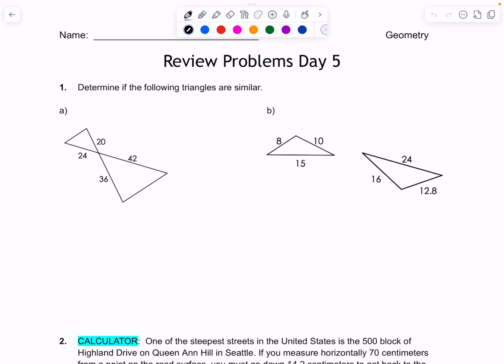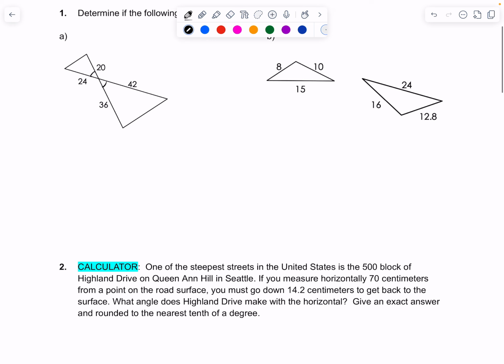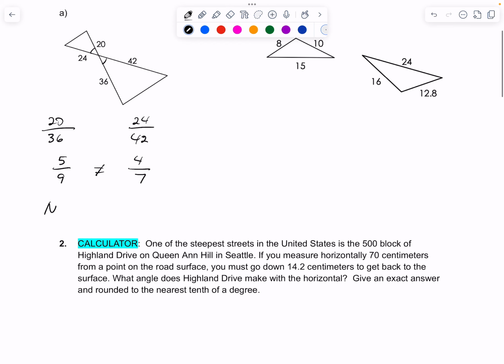Last day here. Okay, we're gonna start with determining if triangles are similar. So when I look at this one in part A, I'm hoping to use side angle side similarity. So I'm gonna do two fractions, 20 over 36, and then 24 over 42, and hope these reduce to be the same. So this first one, 20 and 36, we can divide both by 4, which gives me 5/9. And 24 and 42 we can divide by 6. 24 divided by 6 is 4. 42 divided by 6 is 7, which these are not the same. So this is not similar for my answer for part A.